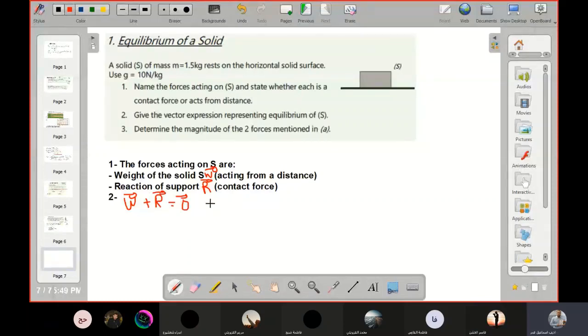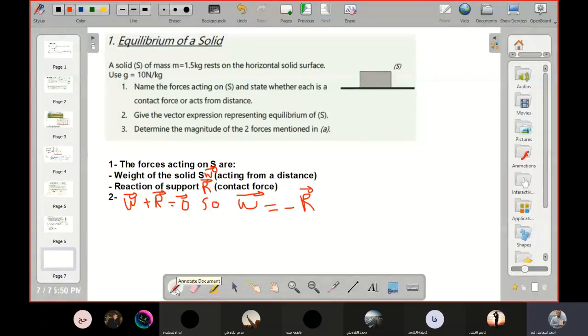So W, for example, equal minus R. This is the vector expression representing equilibrium of S. We said there are two forces on S, its weight and the reaction of support. It is at equilibrium, which means these two forces are balanced or they cancel each other. That is, W plus R equals 0 vector, so W equal minus R.